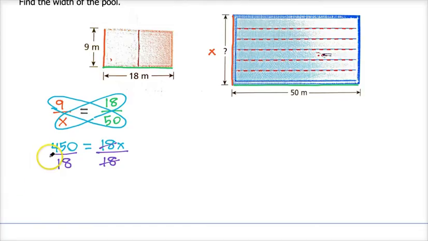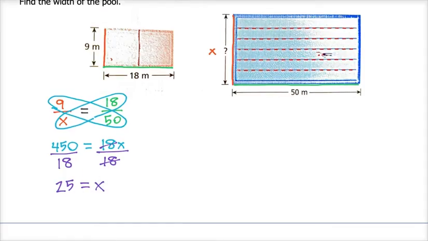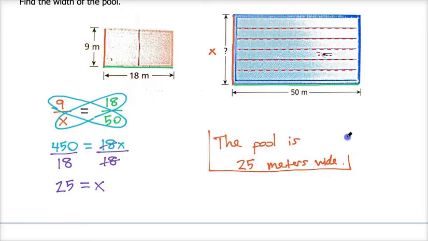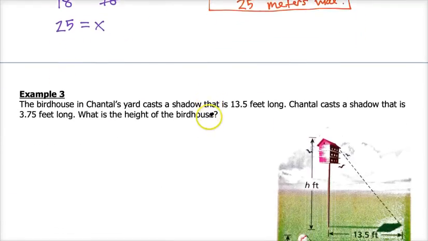When you divide 450 by 18, you get 25. So our missing side length there is 25. And so that means that the pool is 25 meters wide. Okay, one more example.